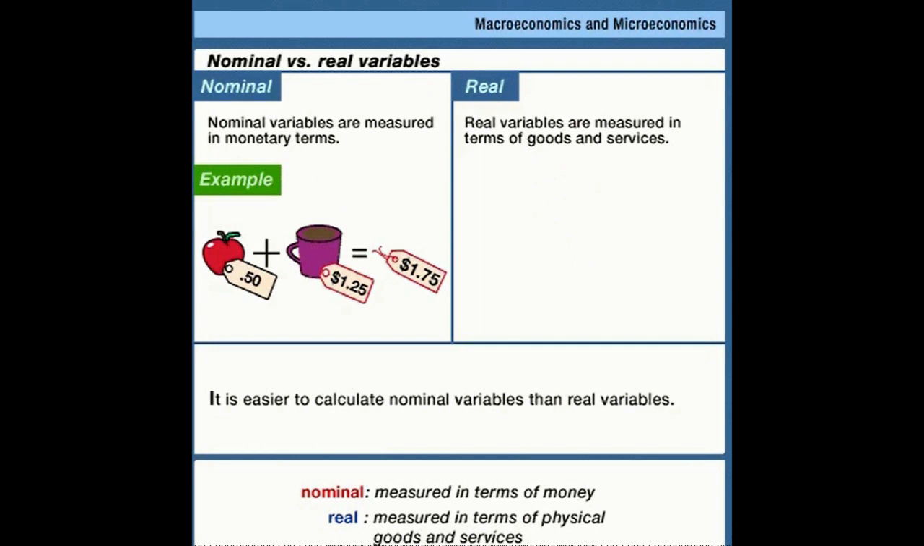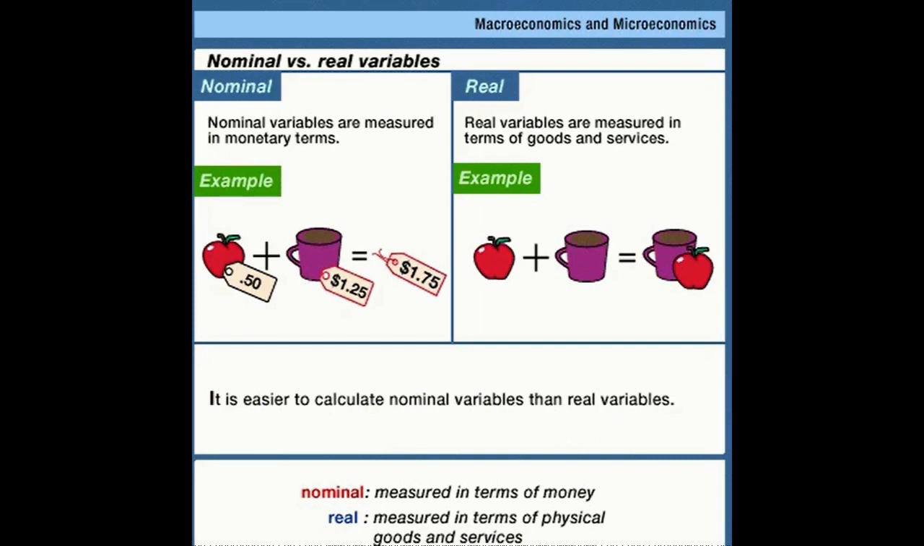What we tend to do in economics is we add up the dollar amounts that are paid for these goods and services, and we divide by something that reduces them to a common denominator. I'm going to be discussing that later, but right now I want you to be clear on the distinction between real and nominal variables. Things that are measured in terms of money are nominal. Things that are measured in terms of physical goods and services are real.